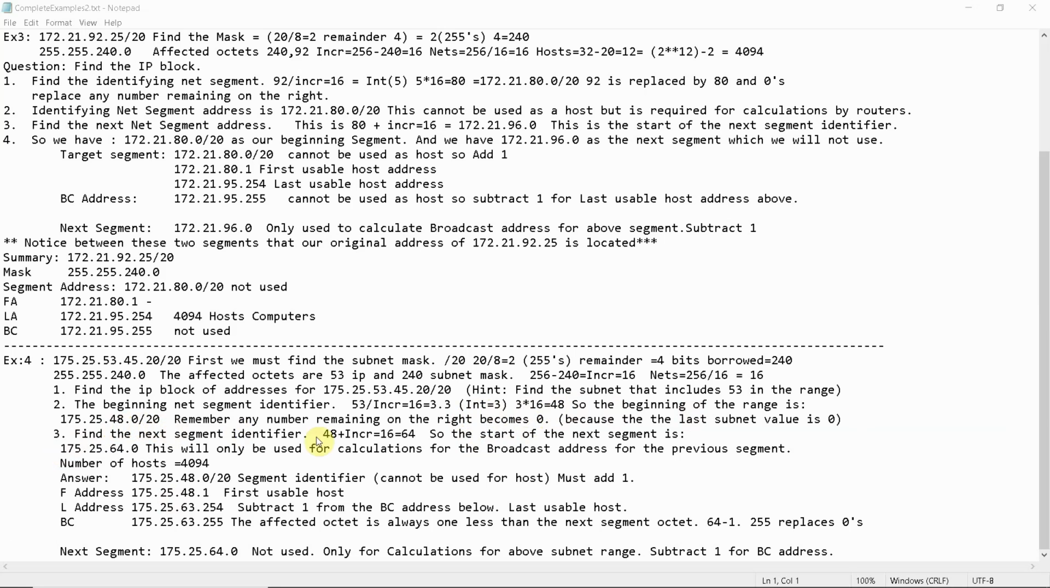175.25.48.0. Any number remaining on the right becomes 0.